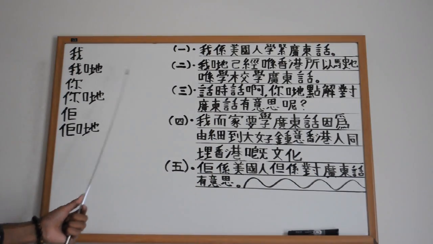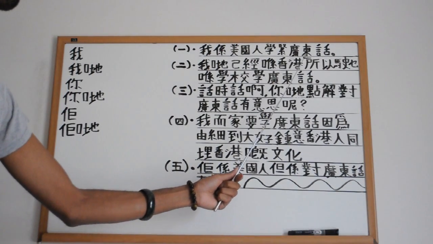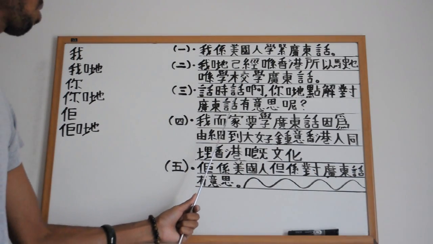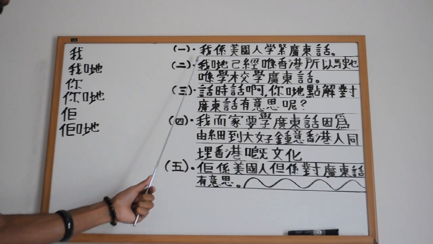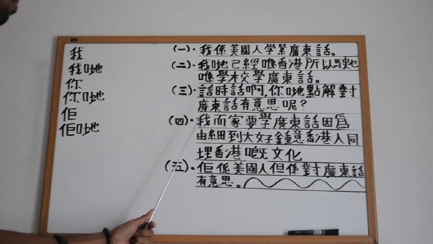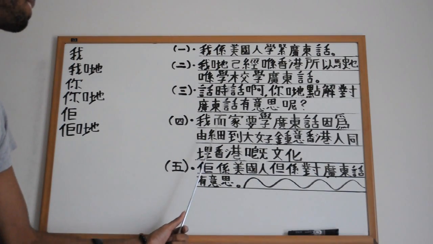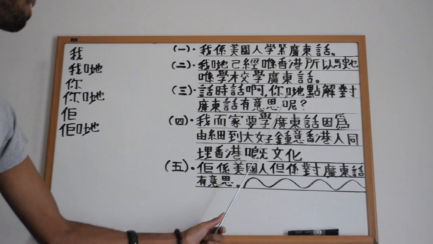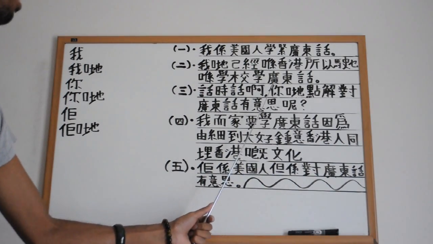Okay, so 我哋 we use that. We 我哋已經係香港，所以細物喺學校學廣東話. So we use we there. So we. And number 3, what do we use? 你哋 we use 你哋. 話是話啊，你哋點解對廣東話有意思呢? So 你哋 you guys, 你哋.